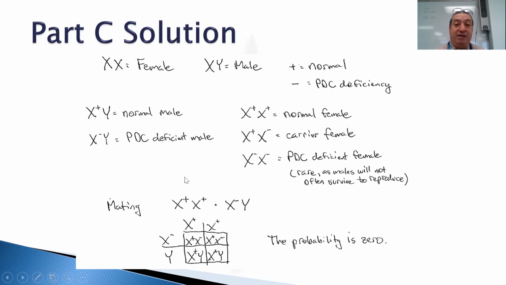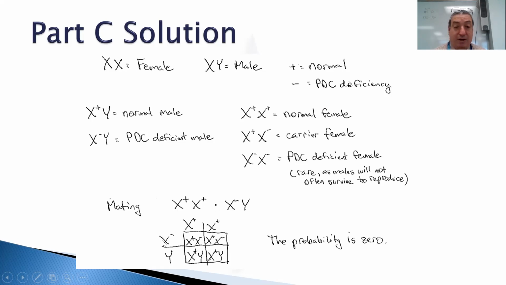So our mating is X+X+. And you might say, couldn't the female be a carrier? And it's possible, but then you're told in the problem that there is no family history of the disease. No family history, then we're going to assume that the woman is homozygous dominant. And there's a male, X-Y.